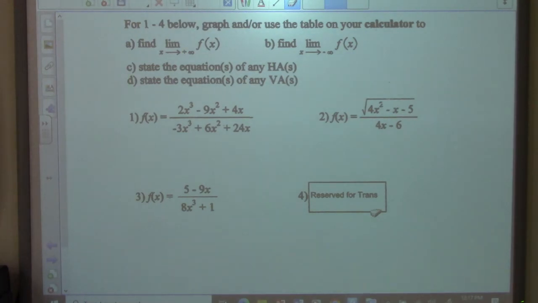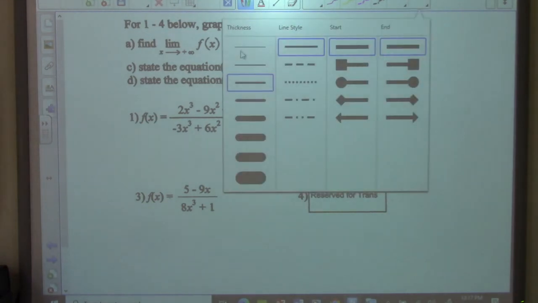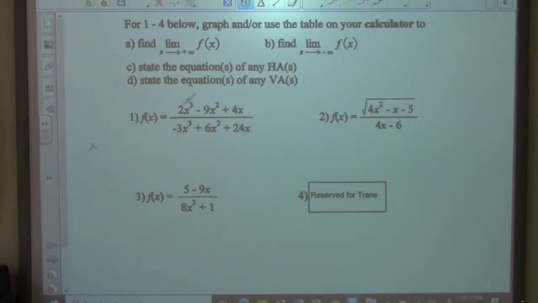So the first thing I would do on this one, number 1, now it says you can use a table view on your calculator. I want to go ahead and approach number 1 without a calculator, in that we can rewrite this. I'm going to use a skinny pen to leave myself as much room as possible, because I don't have a lot of room here. So I'm going to factor out the x. So I get x times 2x squared minus 9x plus 4.